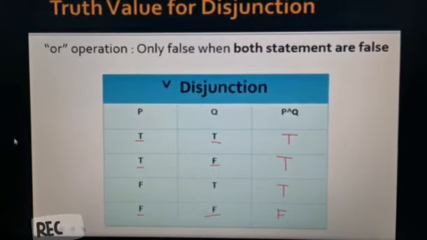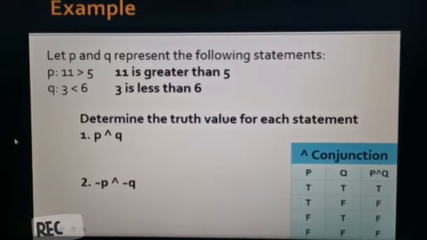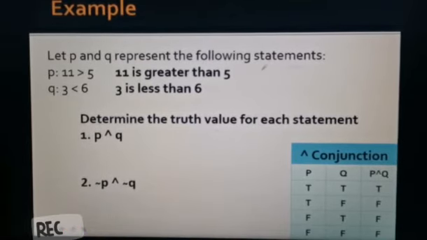Now, I'm going to show you a series of examples where you are going to use the truth values for these operations. Example: let P and Q represent the following statements. We all know that the first statement, 11 is greater than 5, is a true statement. And for the Q statement, 3 is less than 6, mathematically speaking, this is still a true statement. Now, let us determine the truth value for each statement.